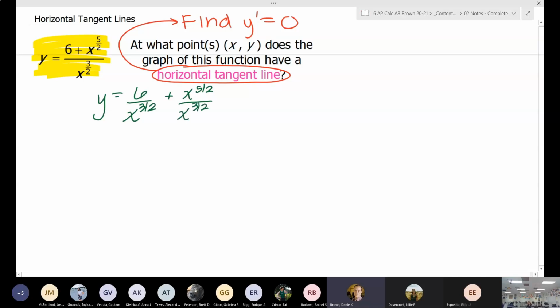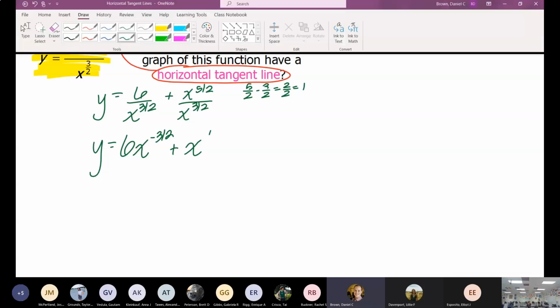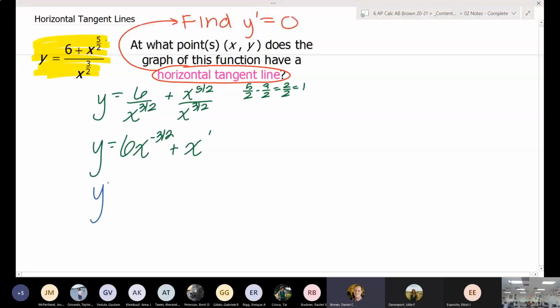You might be a little bit worried because you see those fractional exponents, but we can make this a nice looking problem. This first term is the same as saying 6x to the negative 3/2 plus, remember when you're dividing with the same base, you subtract the exponents. So 5/2 minus 3/2 is just 2/2. Well, that's just 1. So this second term is the same thing as x to the first power. We're not finding when the function is equal to 0. We want to find when the derivative is equal to 0.